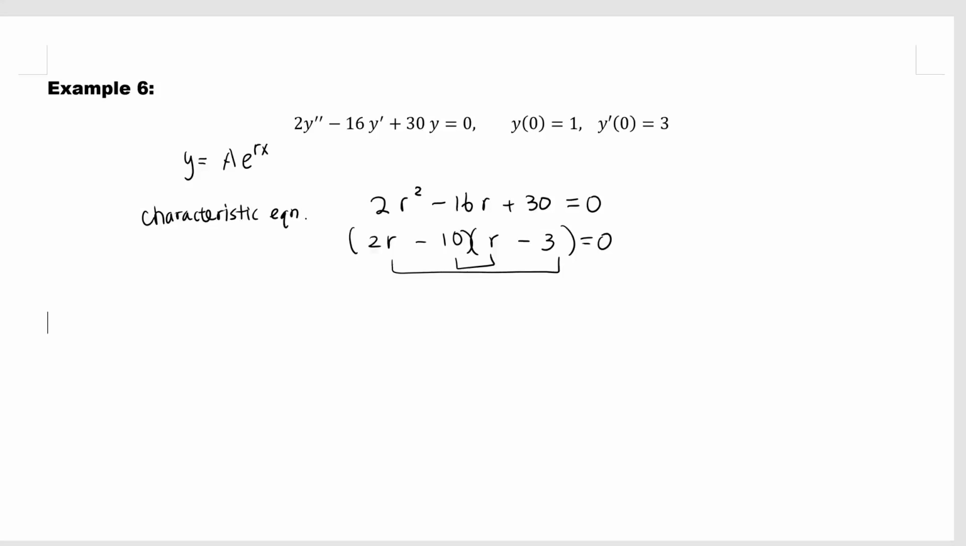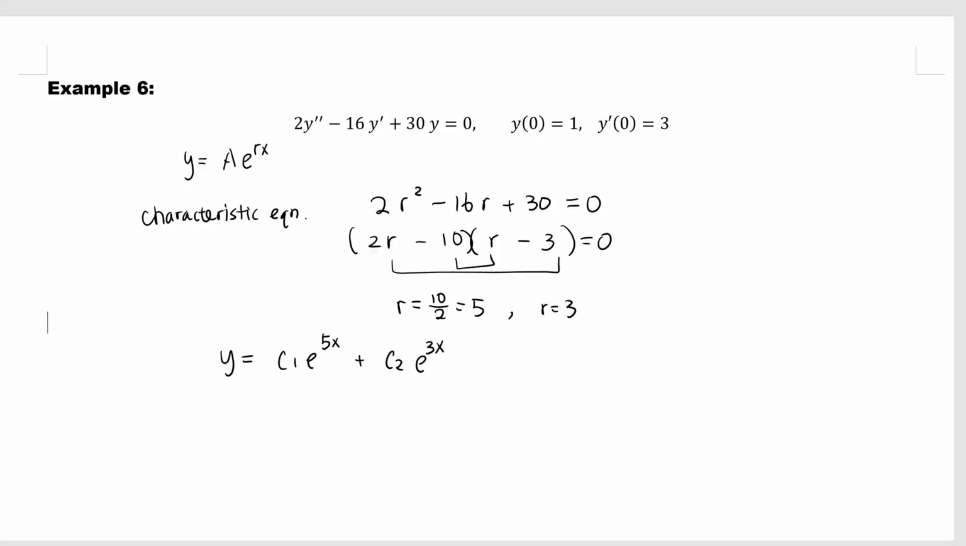Good. So now this gives us r is 10 over 2, which is 5. The next one, we have r equals 3. See, we have 2 distinct roots. Then after we figure out the r, the solution is going to be c1 e to the r1, where r1 is 5, so c1 e to the 5x, plus c2 e to the 3x. This is my solution. Isn't it easy?